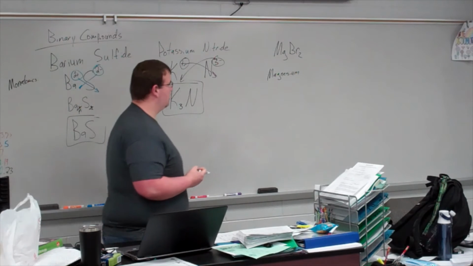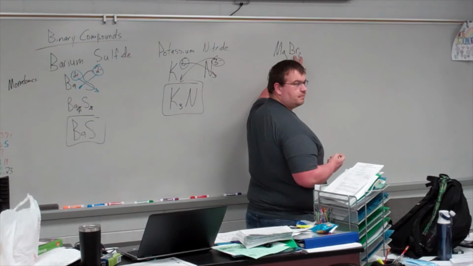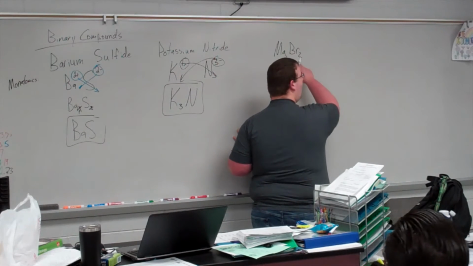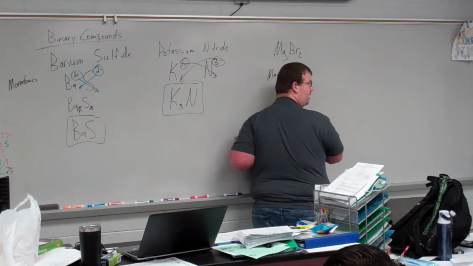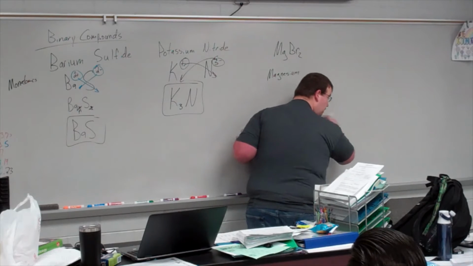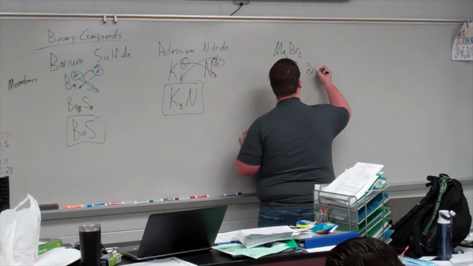Bromide. Probably wrong. Br is the chemical symbol for what? Bromine. And what do we do with the anion? Remove the ending, add IDE. So we can do bromine, bromide.